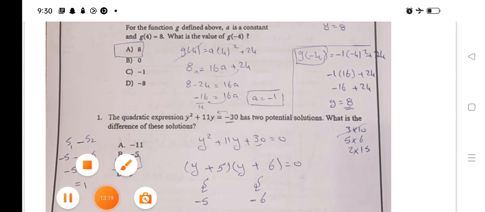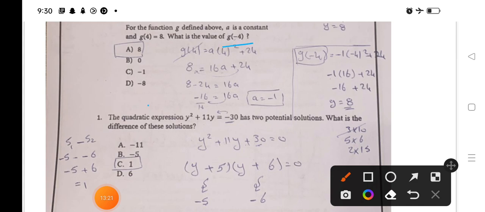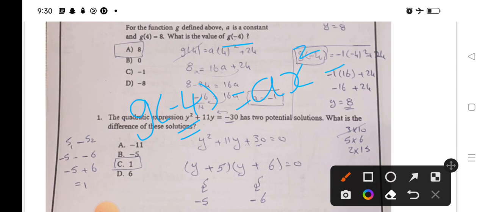The required is g of negative 4. Negative 4 instead of x. Remember. Okay, miss, and then what shall I do? He said ax squared plus 24, the original function. Miss, instead of a, I don't know the value of a. No, you just got it. A equals negative 1. Bravo, you can remember this.